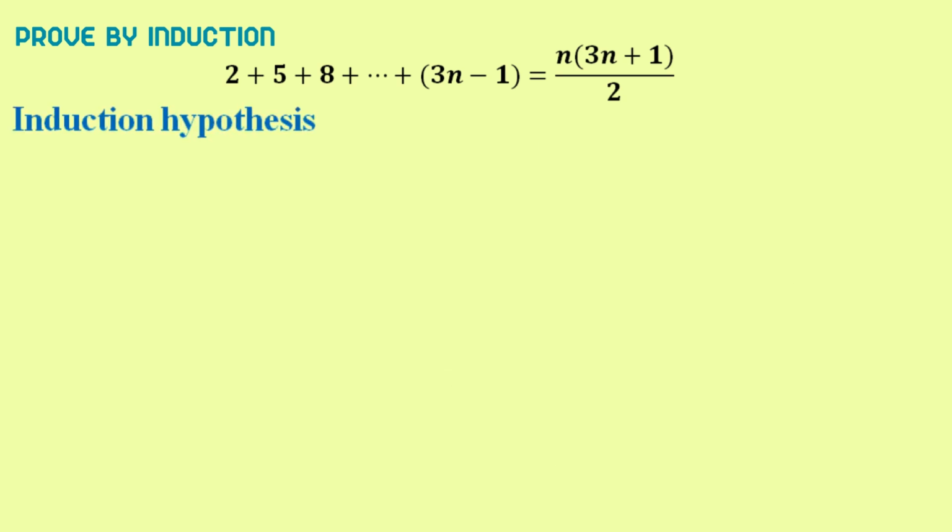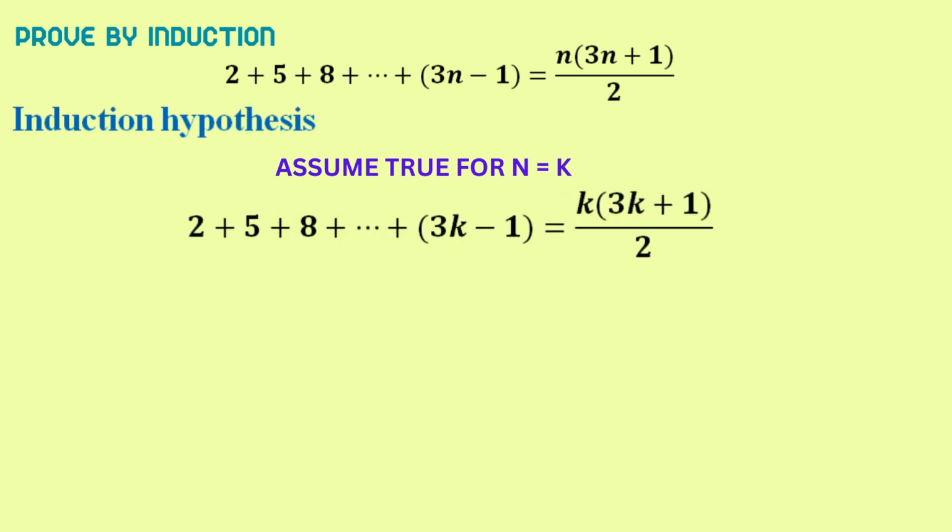The second step is called the induction hypothesis step. In this step, we assume that the formula is true when n equals k, where k is any random natural number. In this step, we simply replace n with k everywhere. The assumption is that if we are adding k number of terms, the nth term would be 3k minus 1, while the sum of the first k terms would be k times 3k plus 1 over 2.